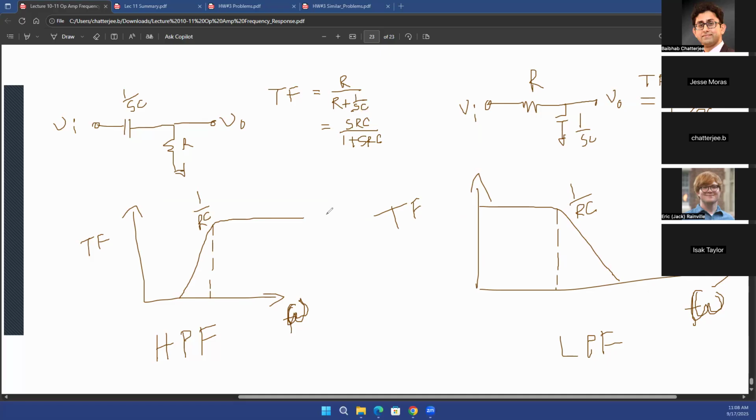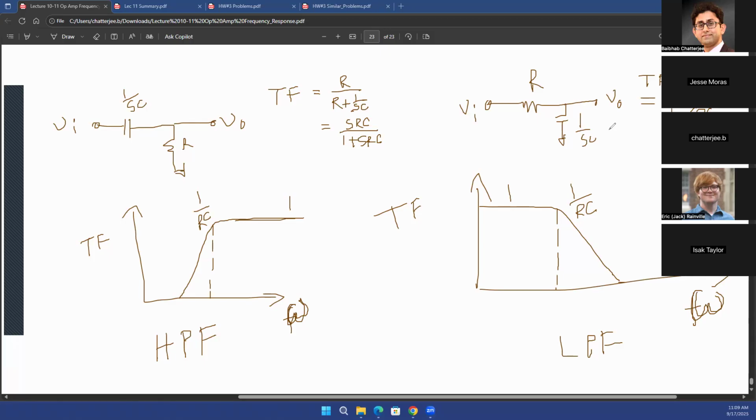On the other hand, at infinite frequency, 1 over SC will be equal to 0. So you have R divided by R, which means that at infinite frequency, your transfer function will be equal to 1. And here, at 0 frequency, transfer function is 1. At infinite frequency, the transfer function will go to 0. And in both cases, at S equal to, or omega equal to 1 over RC, you'll see that you'll have the half power point. That is, your transfer function will be 1 over root 2 in both of these cases, the left side diagram as well as the right side diagram.